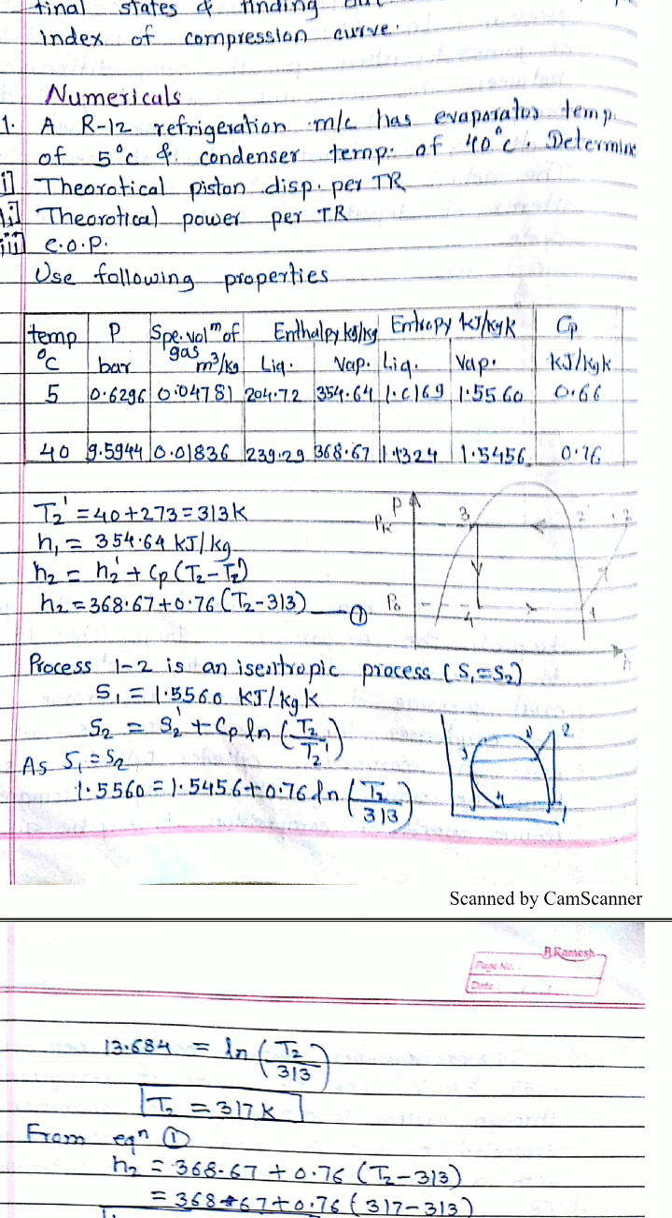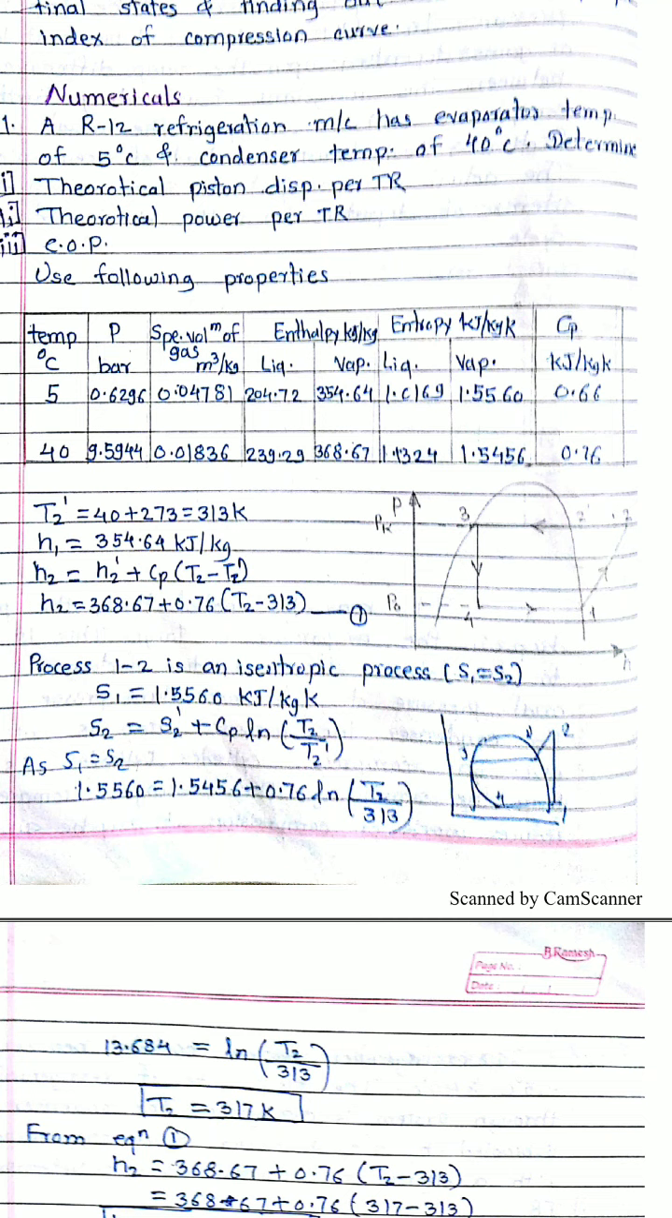I will once again read this problem. An R12 refrigeration machine means the refrigerant used in this machine is R12, and it has an evaporator temperature of 5 degrees Celsius. The evaporator is maintained at 5 degrees Celsius and the condenser temperature is 40 degrees Celsius. Means, as we have discussed in the Carnot cycle, T1 is 5 degrees Celsius and T2 is 40 degrees Celsius. Then we have to determine the theoretical piston displacement per TR, theoretical power, and the COP.